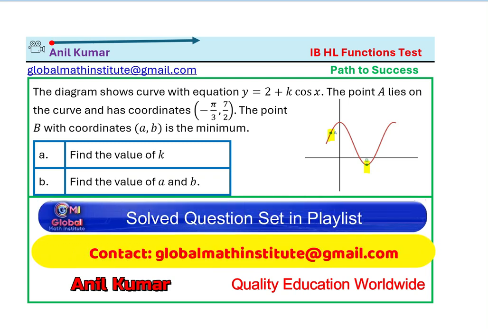These are the two parts. You can always pause the video and answer the question.